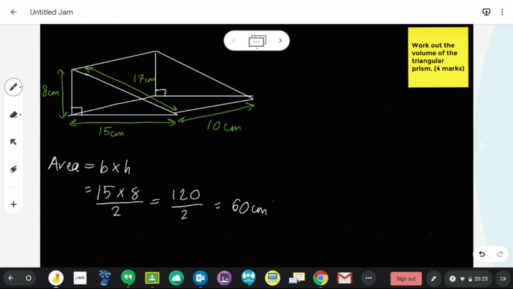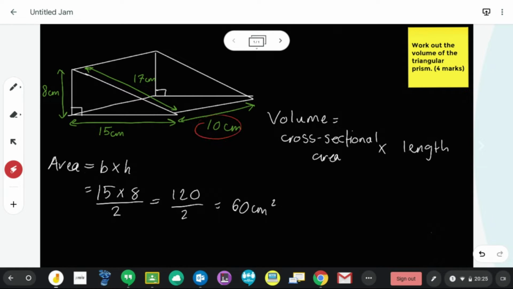Now, to find the volume of a triangular prism, it's just volume equals cross-sectional area times by the length. In this case, the length is 10 centimeters. And of course, the cross-sectional area we've just calculated is 60 centimeters squared.